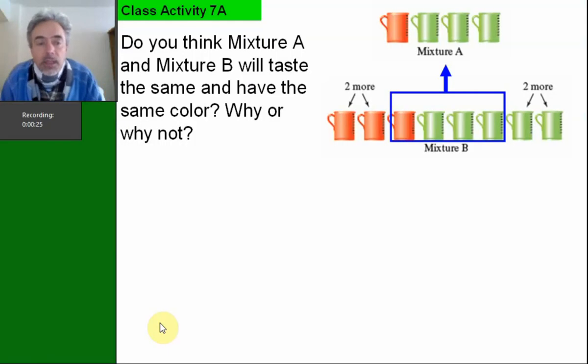Okay, I wanted to think about this problem first. Do you think mixture A, this one here, will have the same taste and color as mixture B? Mixture B is all this here, right? As you can see, they have the same one red cup and three green cups, but also two more red cups and two more green cups. Do you think those two mixtures have the same taste and color? Before answering this, let me show you the theory, okay?